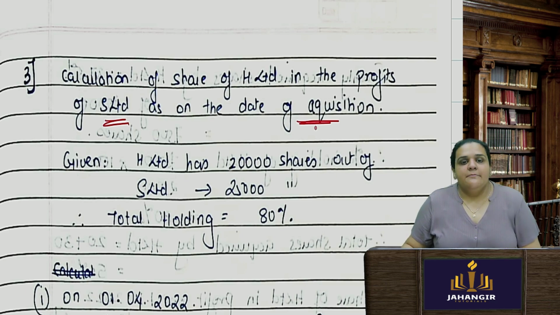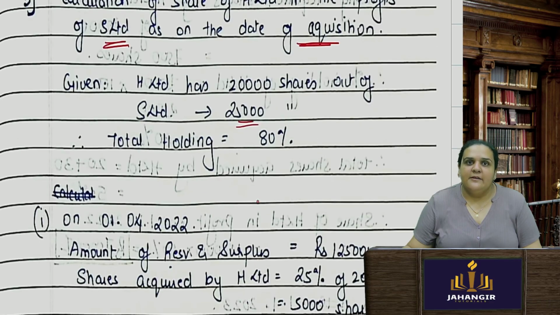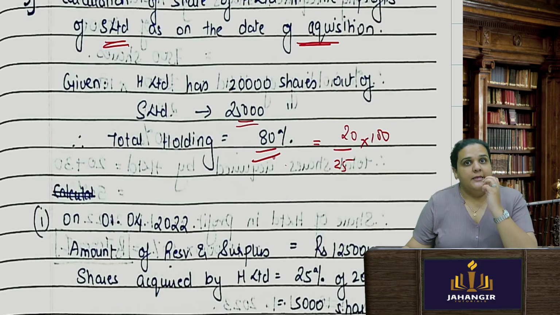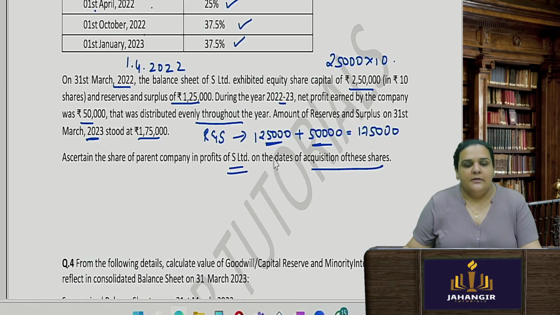Given H Limited holds how many? 20,000 shares out of how many shares? 25,000. Therefore, percentage of holding will be total 20 divided by 25 into 100, which is going to be 80%. Total holding. But this 80% of total holding has just not happened in one go. They are coming in slowly in different dates, right?